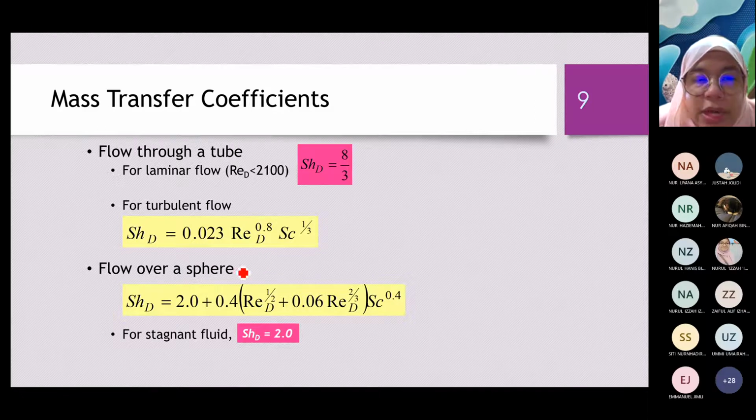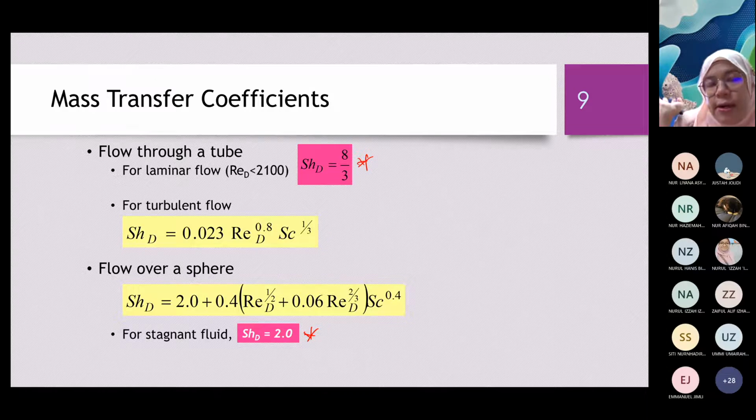And then flow over a sphere. Usually we will use a tube or cylinder shape of catalyst or sphere catalyst. For sphere catalyst, this is the formula. Again, we need to know the Reynolds number and Schmidt number. But for stagnant fluid, Sherwood number is automatically equal to 2. So why did I highlight this in red color here? This one, you need to remember what the value is.